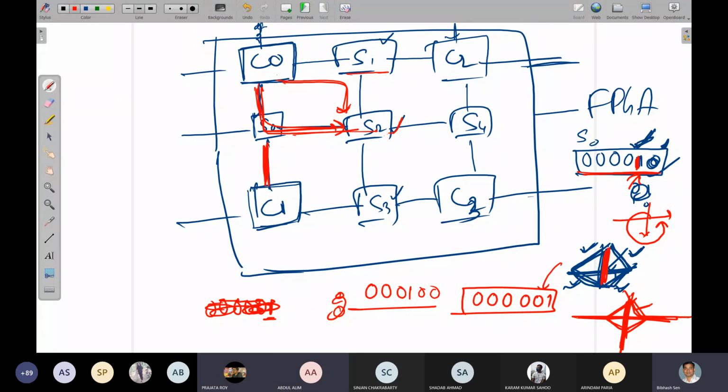Got the point? Is it clear now? Yes, sir. So what is the diagonal used for, sir?